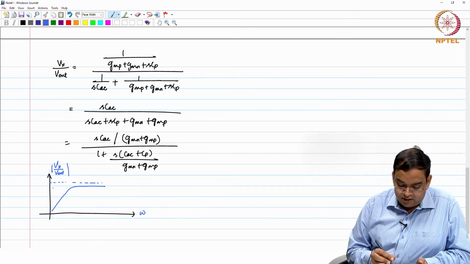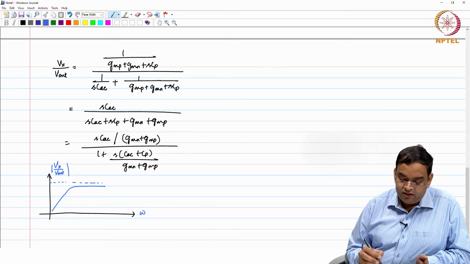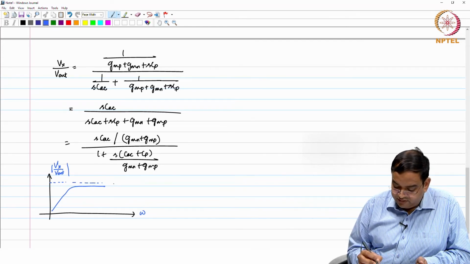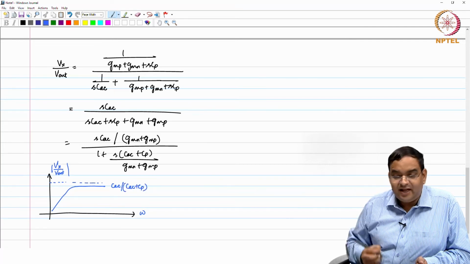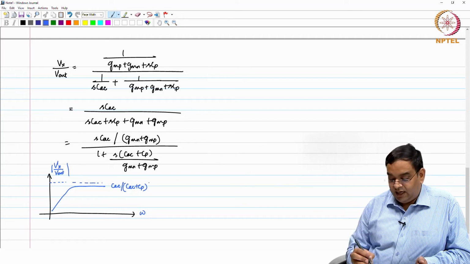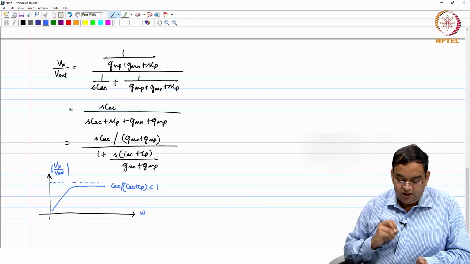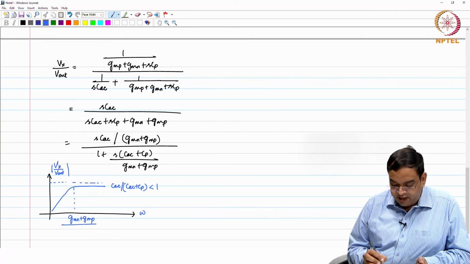Well, we evaluate at a very high frequency, which you can easily do, and the value is CAC divided by CAC plus CP. It just acts like a capacitive divider, and this value is less than 1. Okay. So, that is what you will have, and the pole frequency happens to be at GMN plus GMP divided by CAC plus CP.